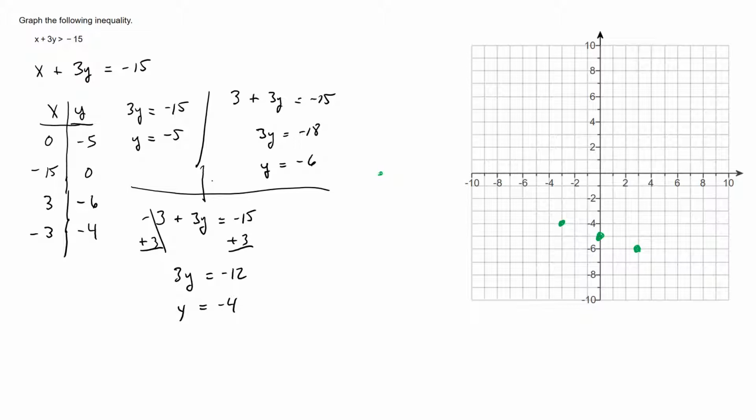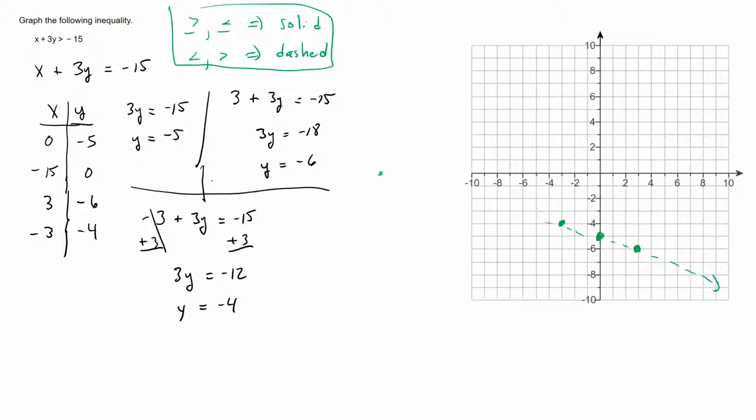Now, when graphing an inequality, when we draw the line in, sometimes it's solid, sometimes it's dashed. If the original symbol has an equal sign, then I would want to draw a solid line. But if it doesn't have an equal sign, that means I want to draw a dashed line. And so our original symbol is a greater than sign. It does not have an equals. So notice that I'm drawing a dashed line.